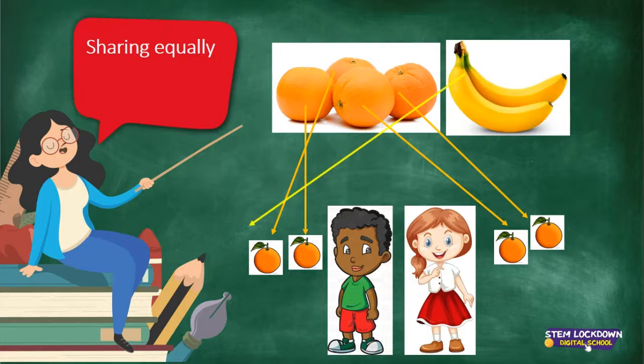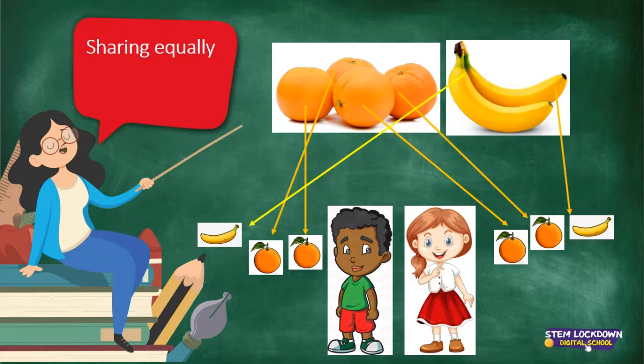So we've got one banana for the boy, one banana for the girl. How many bananas do they each have? One. And is that fair? Yes, that is fair because they each have the same amount. Good. So there we've shared the fruit equally. So how many fruit does the boy have? Let's count. One, two, three. So the boy's got three fruit.